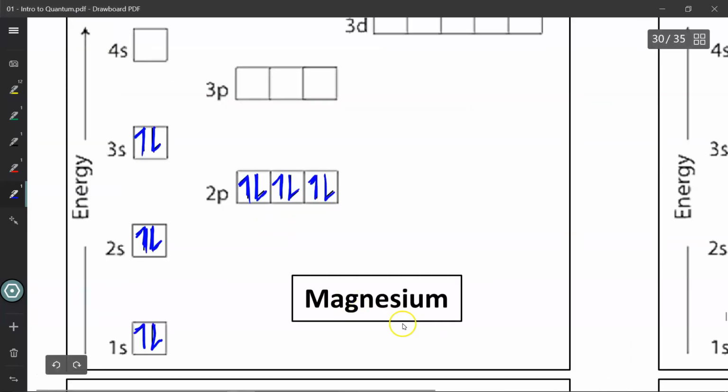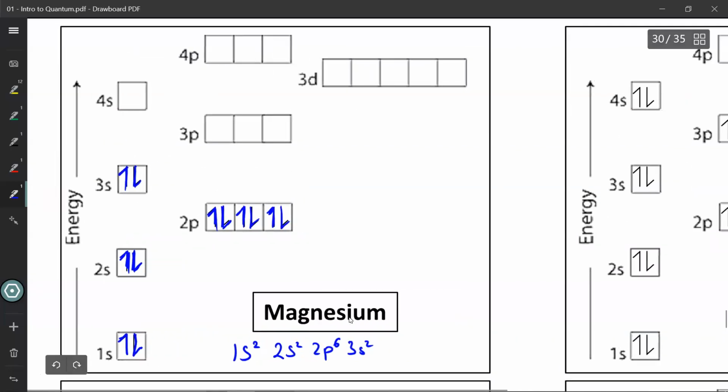So for magnesium, I would just write out 1s, and there's 2 electrons here, so I'm going to write the number 2, followed by a 2s with 2 electrons. That is then followed by a 2p, but this time it has 6 electrons in it. Alright, and that's followed by a 3s2. And this would be the electron configuration for magnesium. So instead of writing out this big giant orbital diagram, we may ask you to just write out the electron configuration for it, and there it is.